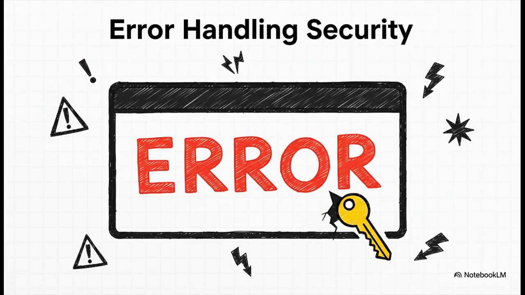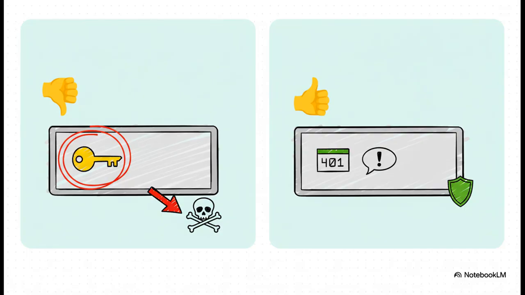Now, here's a pitfall that's really sneaky and so easy to overlook. Your app is going to fail sometimes. It's going to throw errors. But the way you handle and report on those errors can itself be a massive security hole if you're not paying attention. Let me show you what I mean.